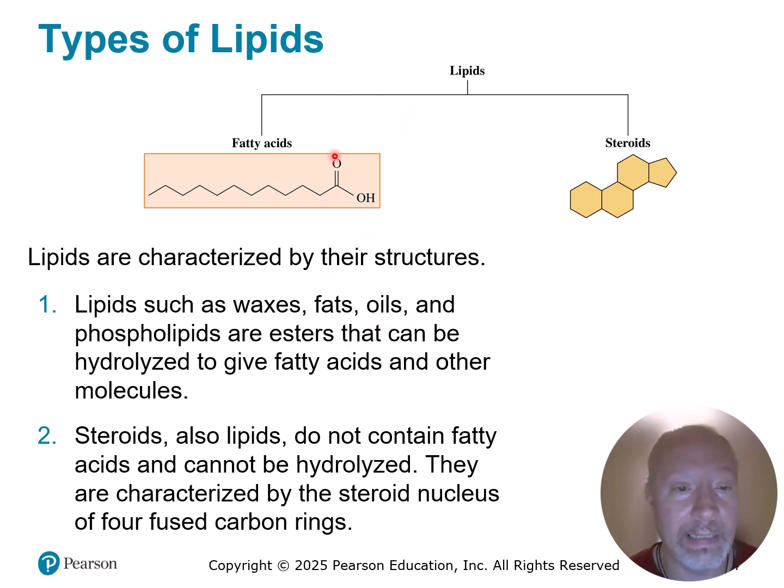We can phosphorylate this chain here, or we can phosphorylate the glycerol, which you'll see later. Now remember, a glycerol molecule has three hydroxyls on it, three alcohol groups that can react with three different fatty acids. It'll often react with two fatty acids and be phosphorylated at the third alcohol in general. Steroids, also lipids, do not contain fatty acids. They can't be easily hydrolyzed.